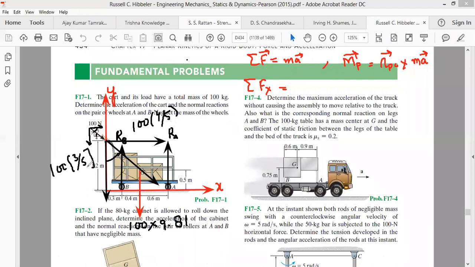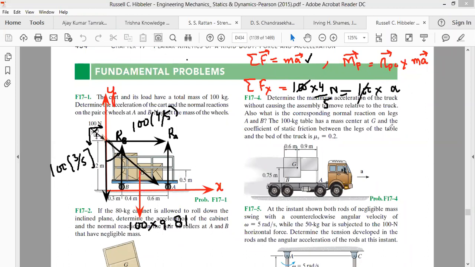Okay, so summing up all the forces along the x-axis, we have 100 times 4/5 Newton acting along the positive x-axis. We'll take that as positive. There is no other force acting along the x-axis except this force. That has to be equal to mass of this body, that is 100 kg, multiplied by the acceleration of the body.